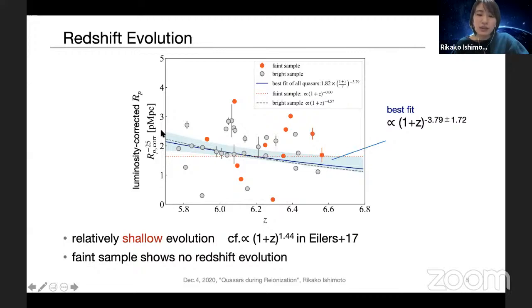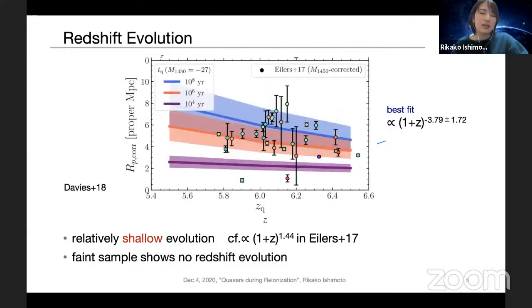A power-law fit to all quasars of our sample, shown in the blue line, shows this relation. This is slightly steeper than that of Eilers et al., but significantly shallower than those of earlier studies. And our faint sample shows no redshift evolution, shown in this orange line. So we concluded that our measurements show a mild evolution, suggesting that proximity zone sizes are not sensitive to the neutral fraction of the universe.